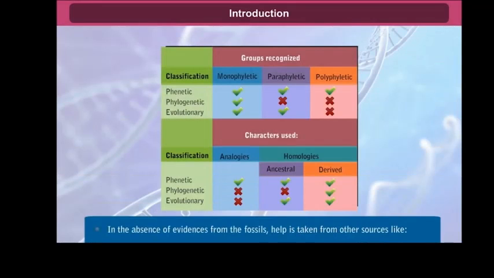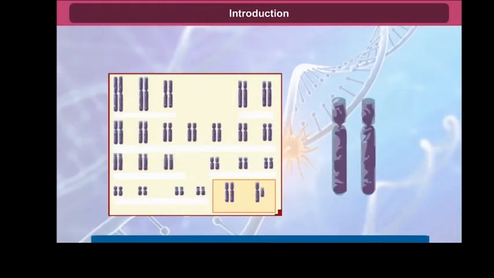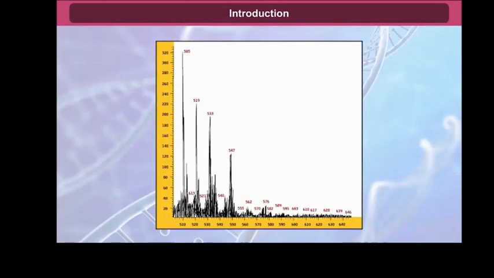In the absence of evidences from the fossils, help is taken from other sources like numerical taxonomy. Numbers and codes are assigned to all the characters with equal importance. Hundreds of characters can be considered at a time. Data is then processed. Cytotaxonomy: number, structure, and behavior of the chromosomes are considered. Chemotaxonomy: chemical constituents of the plants are taken into account.